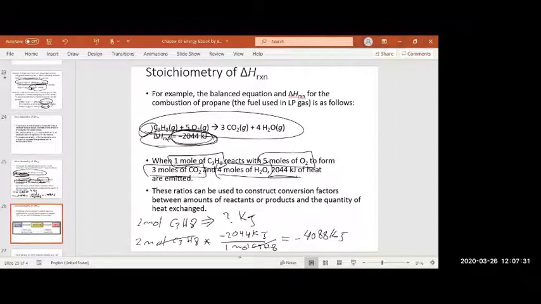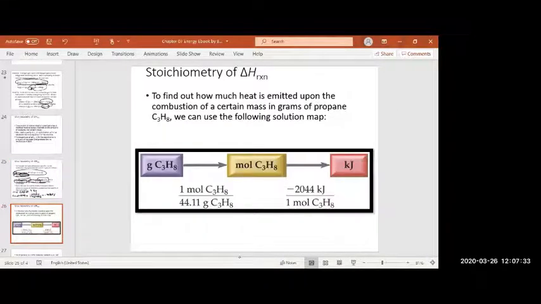Okay, so here from the stoichiometry, if we have a gram, for example, if you have a gram, you have to convert it to mole first. Then after you convert it to mole, you will use the ratio between the heat and the mole.